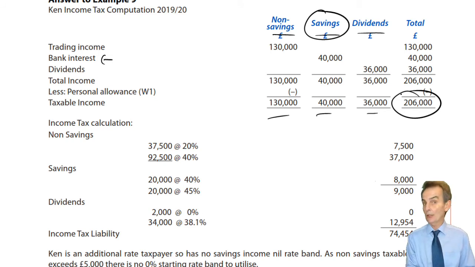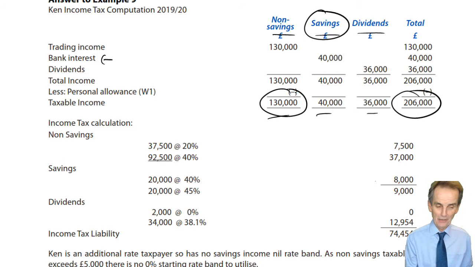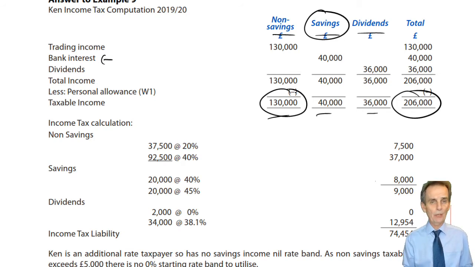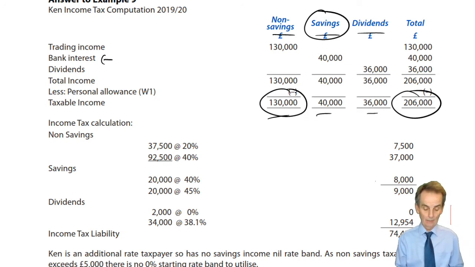Something again there to remind you of. We've mentioned it before, but you haven't seen an example where it's been illustrated before. Here it is. So there's no savings income nil rate band. And of course, to be fair, £130,000 worth of income is to begin with non-savings. Clearly that is more than 5,000, so there's no 0% starting rate band available for the savings income either.